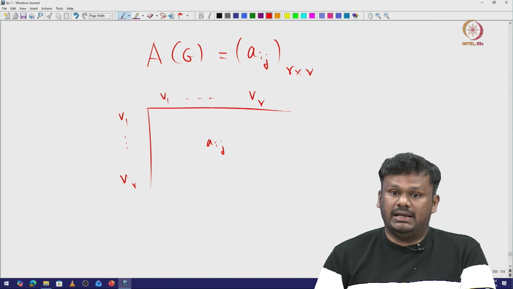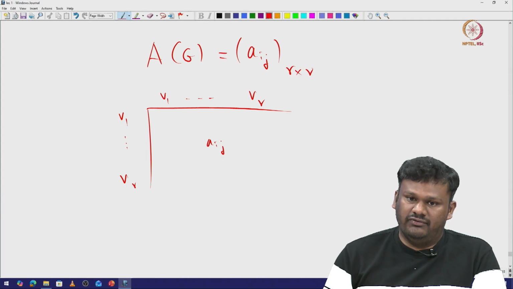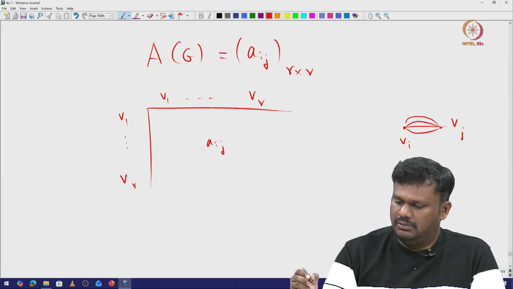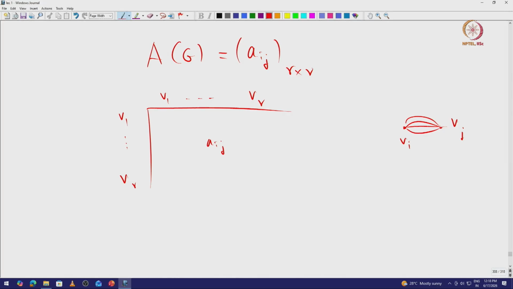So what does this a ij record? It is the number of edges joining vi and vj. So you have vi and vj, and you have some multiple edges that are joining vi and vj, and you record that in a ij. So basically a ij is the number of edges joining i and j in G. That is what it records.